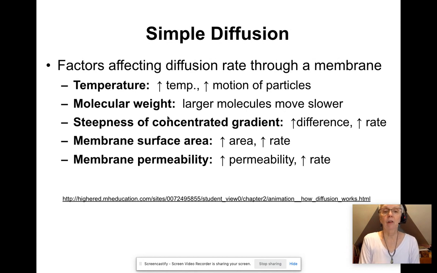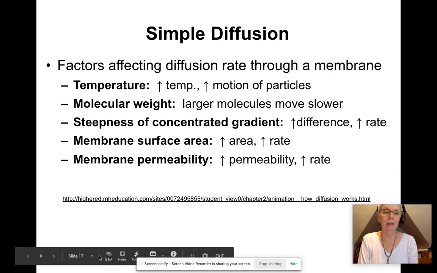Molecular weight is another factor. If you have large molecules, they move slower. The steepness of the gradient: how much difference is there in this concentration? If there's a lot of difference, it'll move quickly. If there's a little difference, it will move slowly. Surface area has a big part in this: the larger the membrane surface area, the higher the rate, and again, permeability. The more permeable it is, the higher the rate.